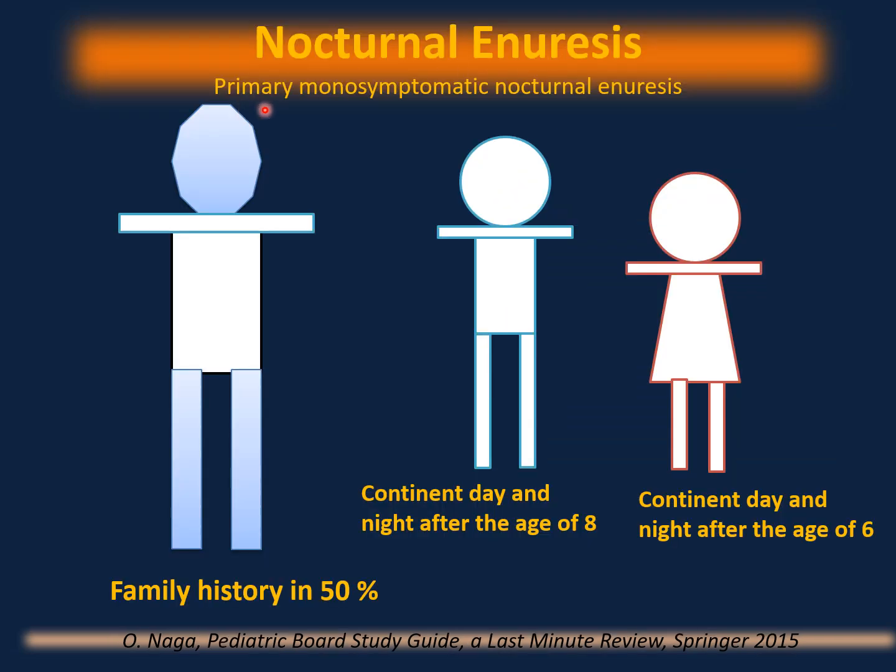Nocturnal enuresis, the new name, primary monosymptomatic nocturnal enuresis. Positive family history is very common. If one parent had nocturnal enuresis, the chance is high. If both parents had nocturnal enuresis, the chance is even higher.